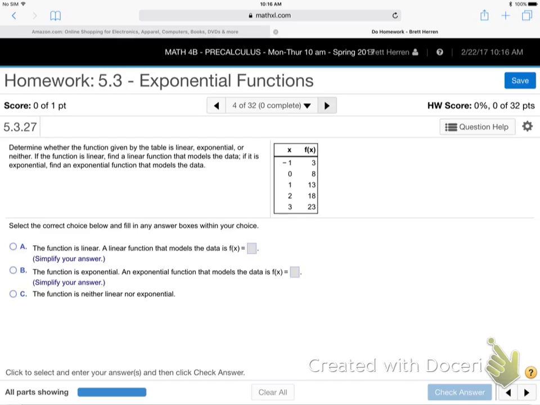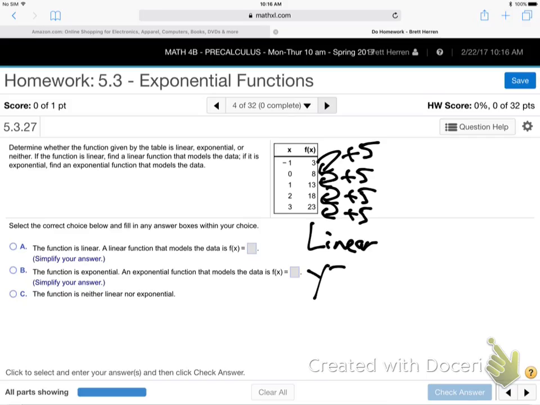All right, hopefully that wasn't too bad. All right, so what's happening y value to y value? We're adding the same number every time, huh? We're adding 5 every time. So it's linear, which means it's y equals mx plus b. So we've got to find the m and the b.